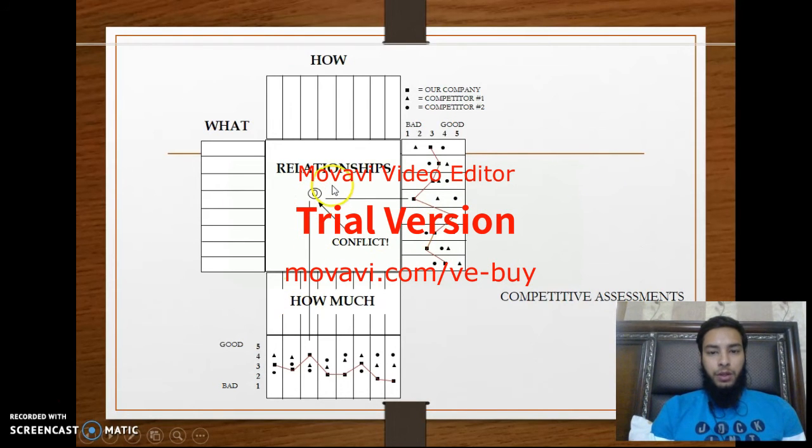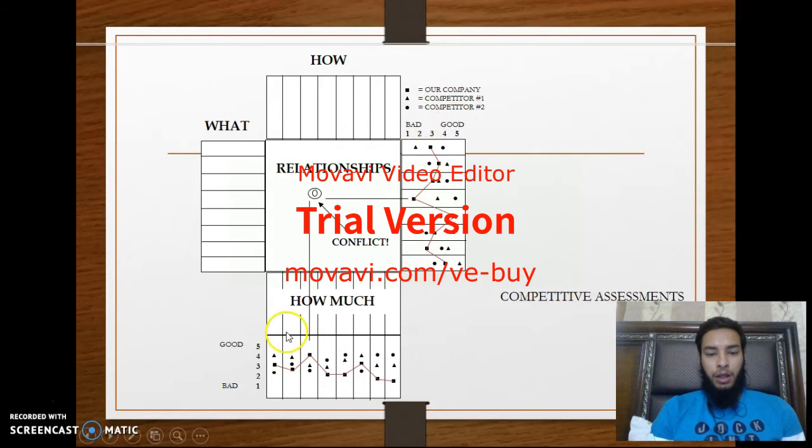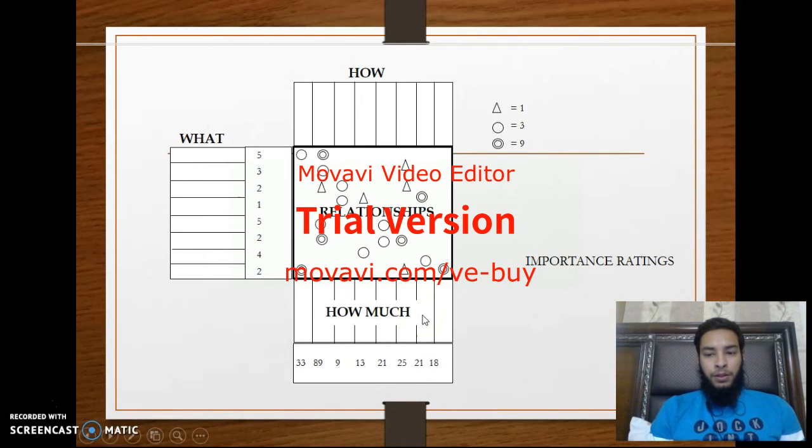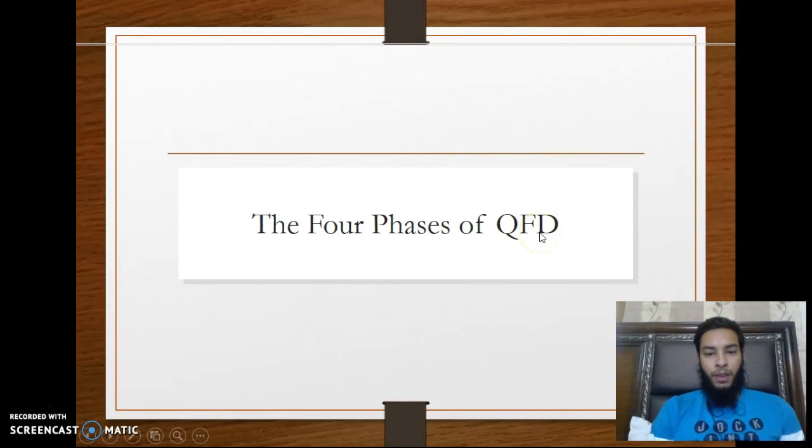According to this, you can see the relationships between the what and the how, how bad and how good it is, and how bad and how good it is in terms of how much. So you can figure out the importance ratings from this.